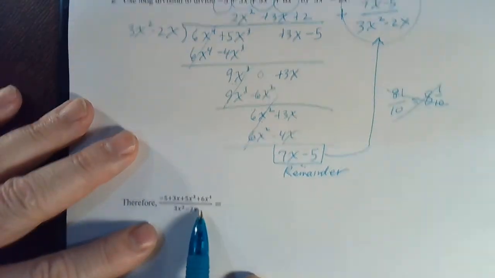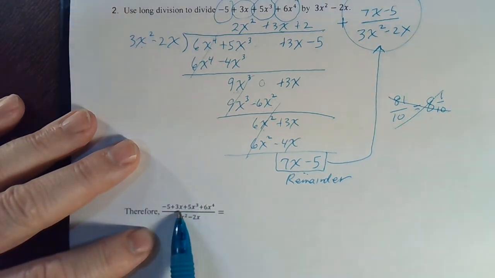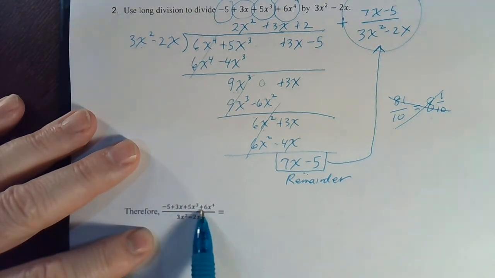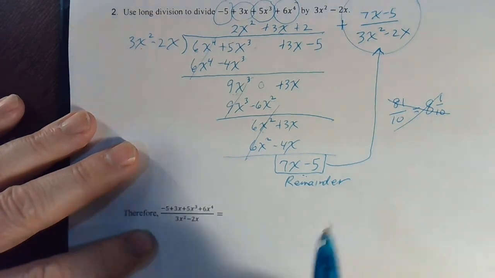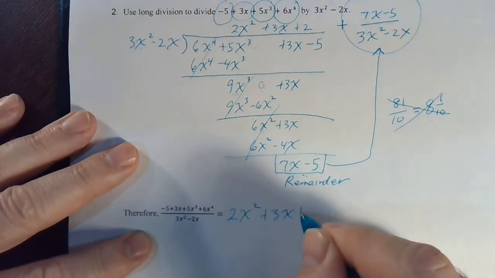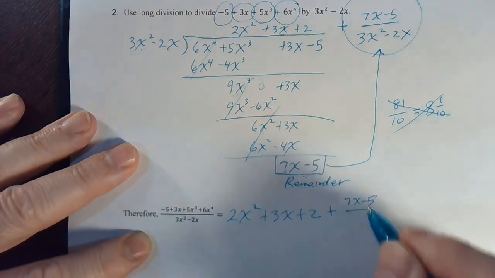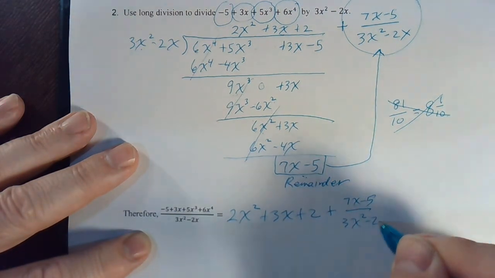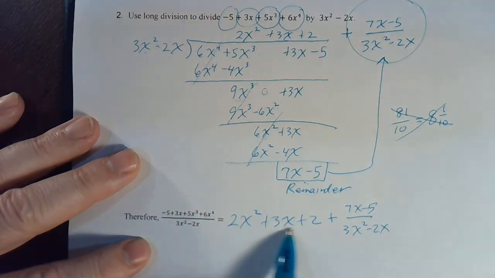So one more time, we've got the solution being, and I could have rewritten this in a better form if I wanted to on the numerator, but this is exactly what we were given. We divide by 3x squared minus 2x. We get 2x squared plus 3x plus 2 plus 7x minus 5 over 3x squared minus 2x. This division problem, the quotient, is exactly equal to this.